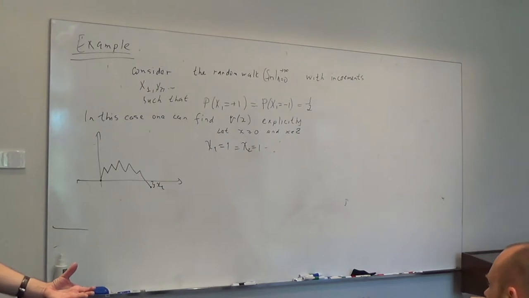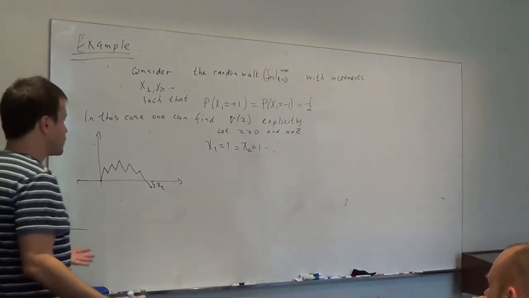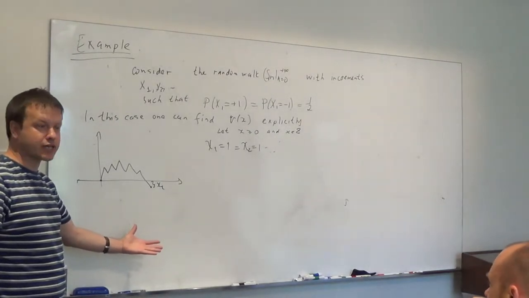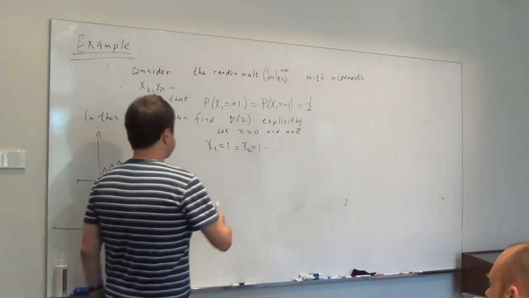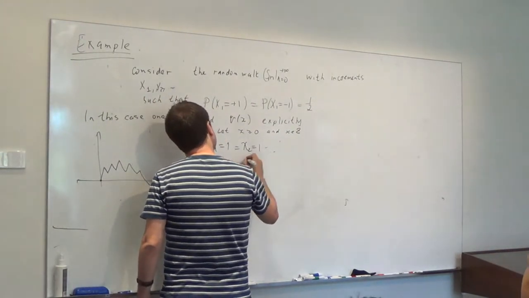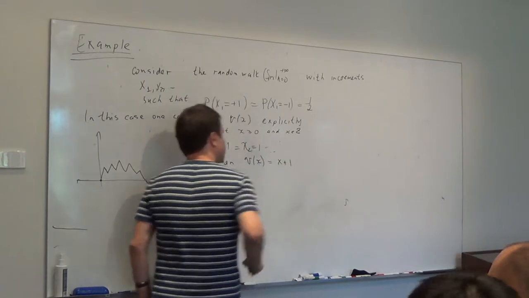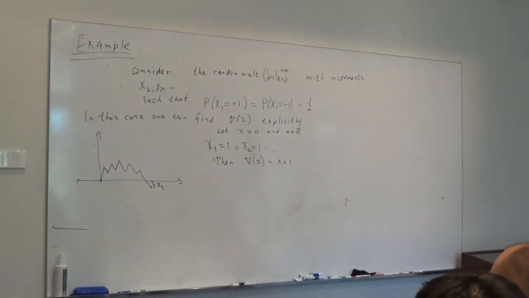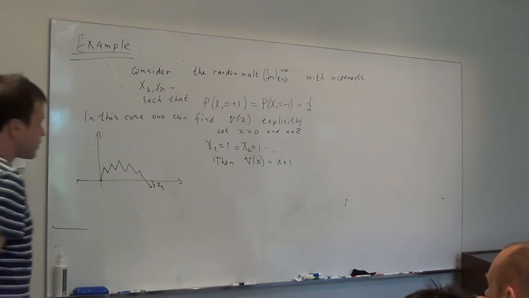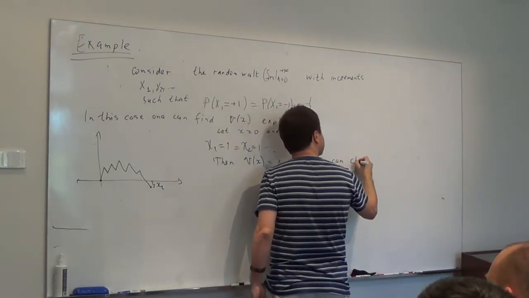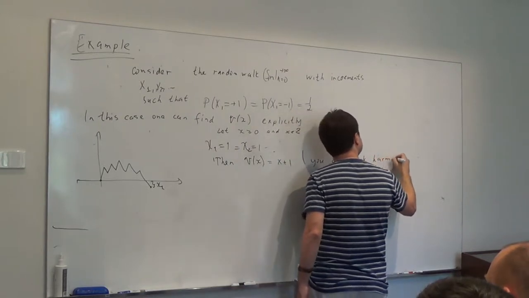Now this makes it very easy to find v of x. Just count how many ladder heights you had up to time x, and that's going to be x plus 1. So then v of x is equal to x plus 1. That's the first thing that I need. You can check harmonicity directly as homework.